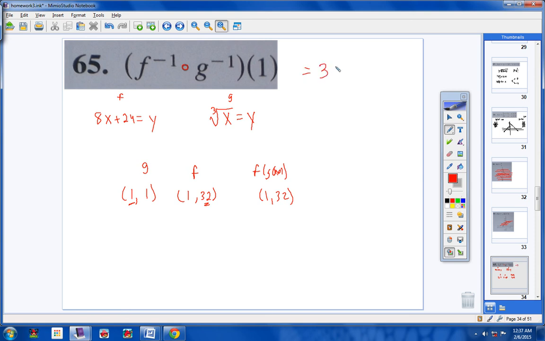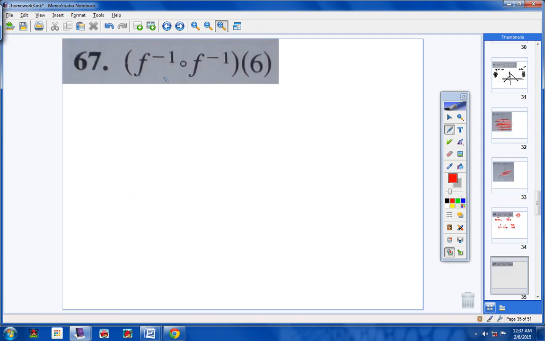Now that's a little confusing. I'm probably shooting over your heads a little bit, but it's still cool to understand that I did not have to find the composition of these two inverse functions. Okay, I did not. I could have just done this here and saved a little bit of time, but that's okay. Alright, number 67.